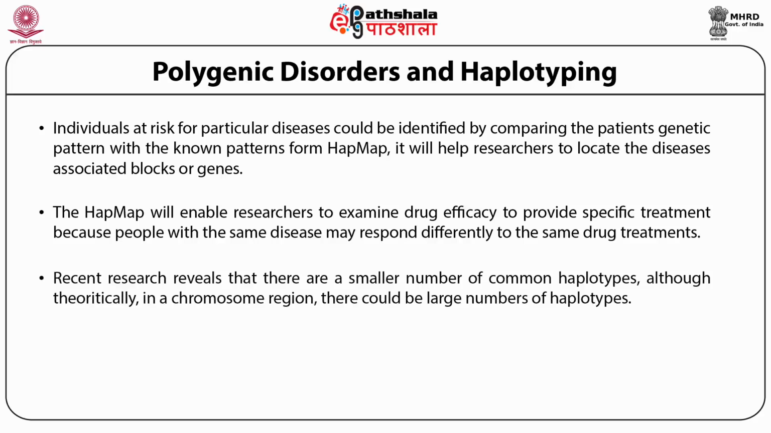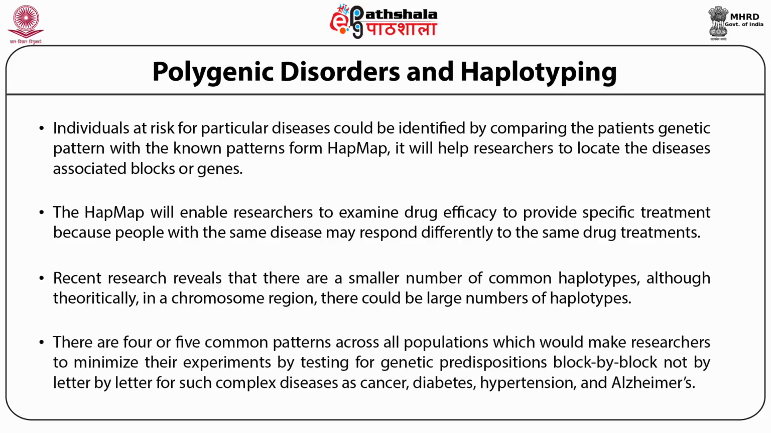Recent research reveals that there are a number of common haplotypes, although theoretically, in a chromosome region, there could be a large number of haplotypes. There are 4 or 5 common patterns across all populations, which would allow researchers to minimize their experiments by testing the genetic predisposition block by block, for such complex diseases as cancer, diabetes, hypertension, and Alzheimer's, as reported by Gabriel et al.